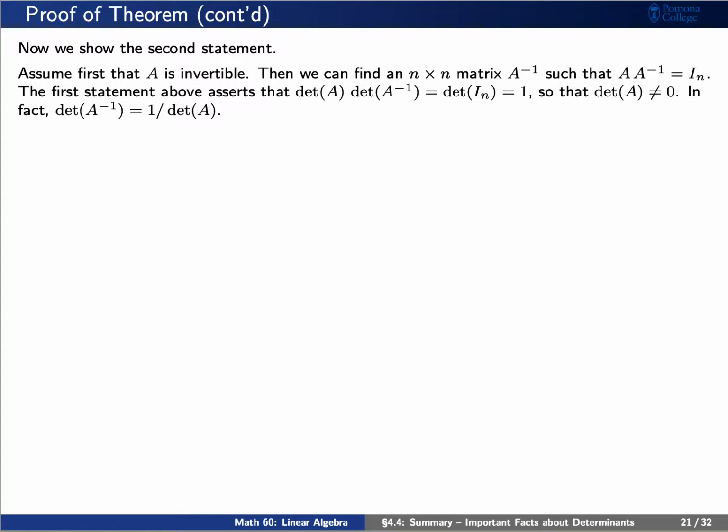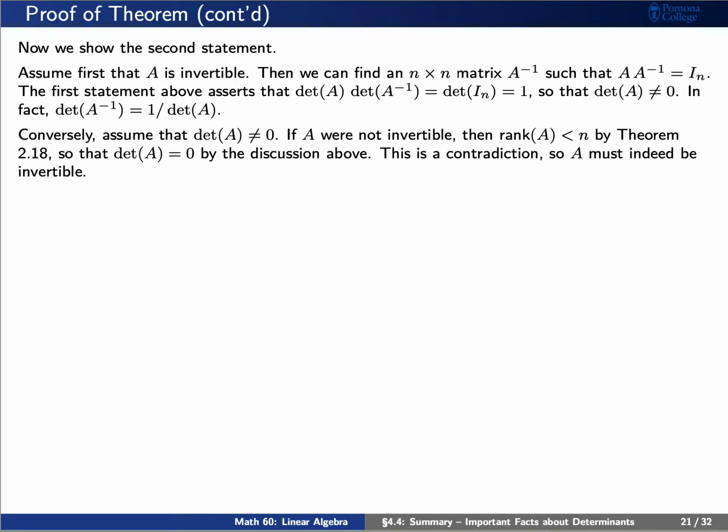According to the first statement, if we take the determinant of both sides, we see that the determinant of A times the determinant of A inverse is equal to 1, showing that not only is the determinant of A not equal to 0, but in fact the determinant of A inverse is just the reciprocal of the determinant of A.